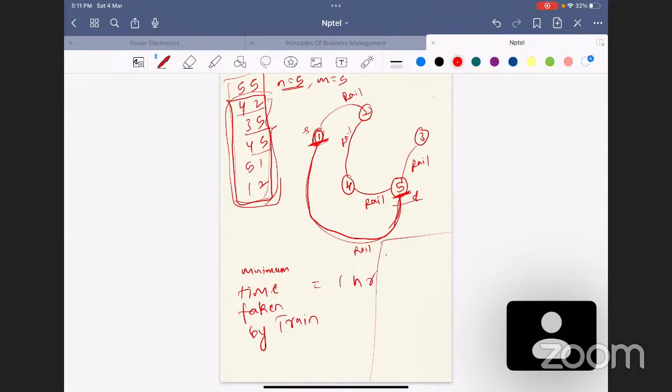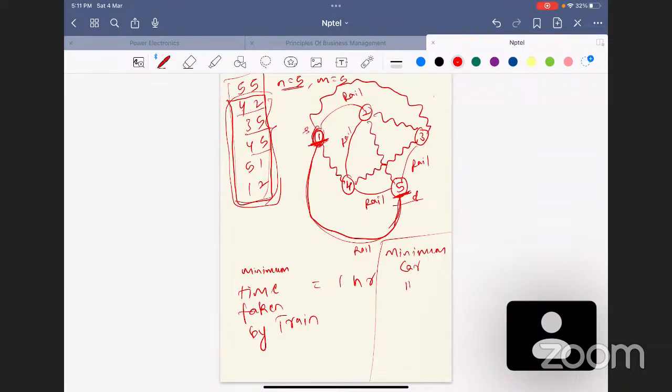And if we see the minimum time taken by car through the road network, let's try to calculate that. So there is a road here, there is a road here, there is a road here. Okay, so there is a road here as well, and there is a road here as well. Okay, so what can we do?